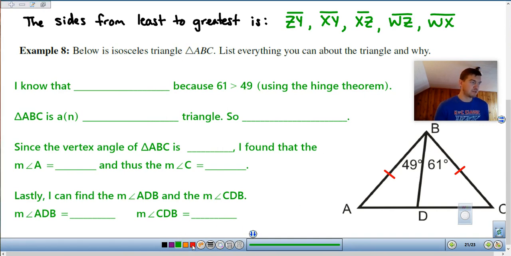You see, we have this side is marked as the same as this, and then that's a shared side. But because 61 is greater than 49, what is it that's true? Hopefully you realize it's that DC is greater than AD. Triangle ABC is a blank triangle, so it is an isosceles triangle.